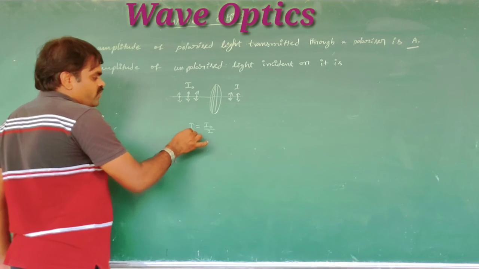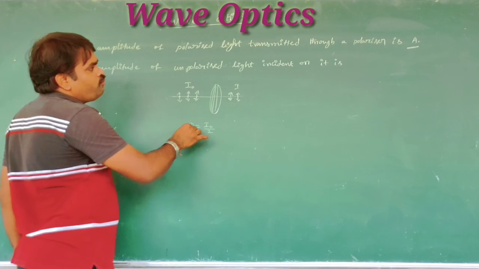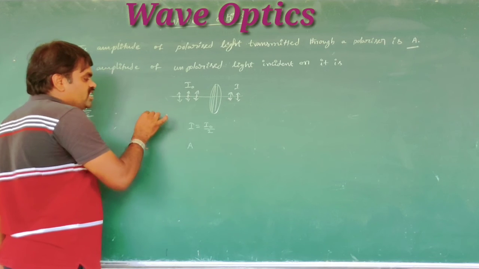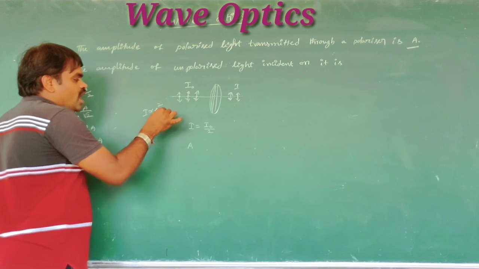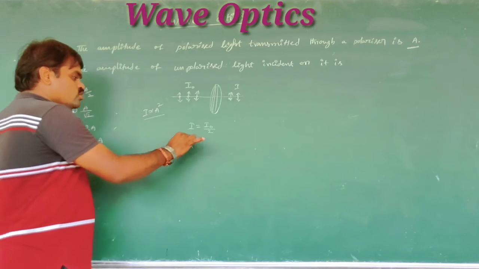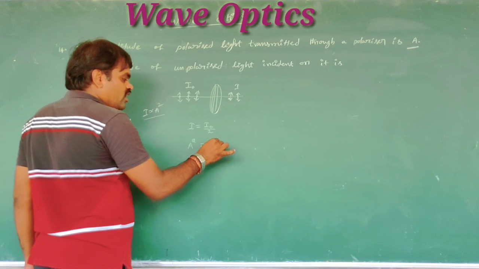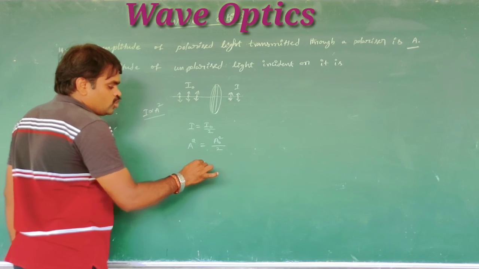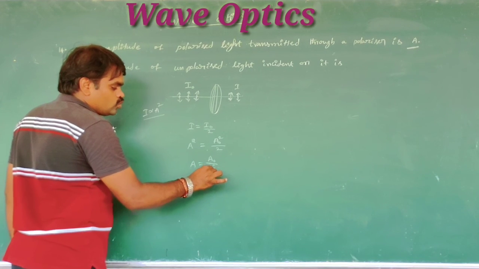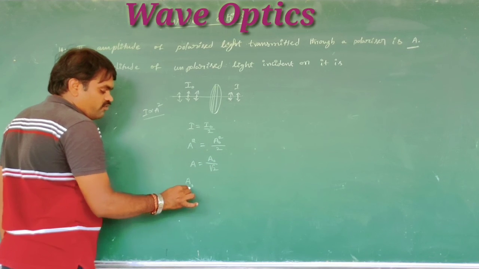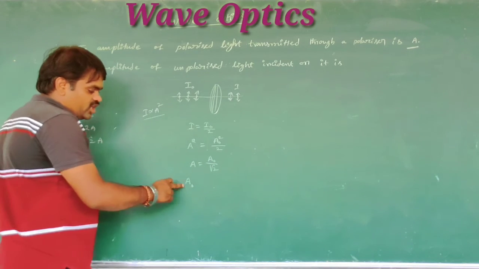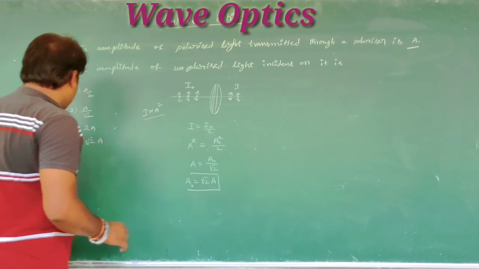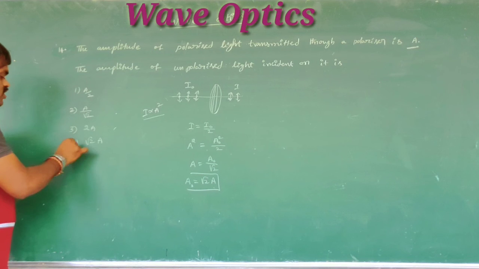Now here the amplitude of polarized light is given as A. Intensity is directly proportional to the square of the amplitude. That's why A square equals A naught square by 2, that is, A is equal to A naught by root 2. Then the amplitude of unpolarized light, A naught, is equal to root 2 A. This is the fourth option, which is correct.